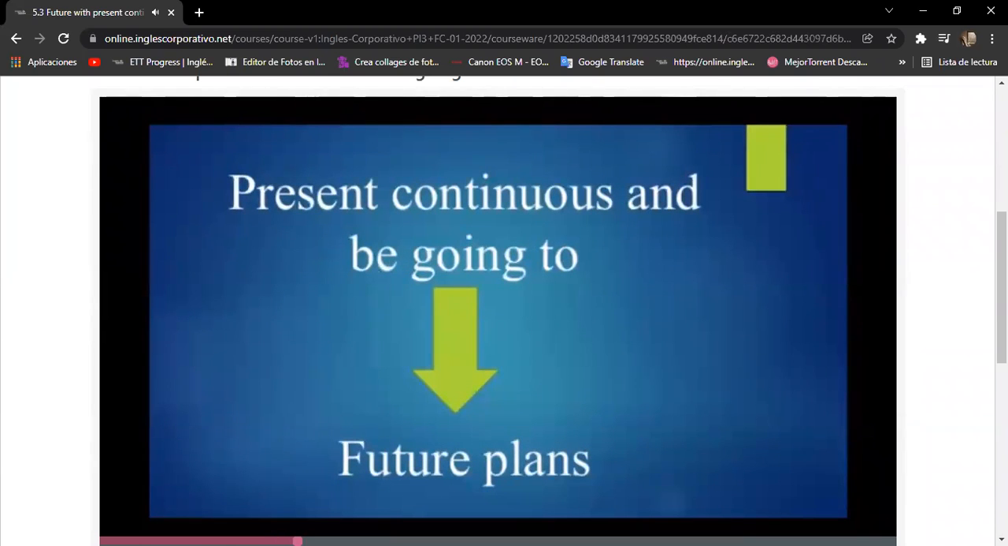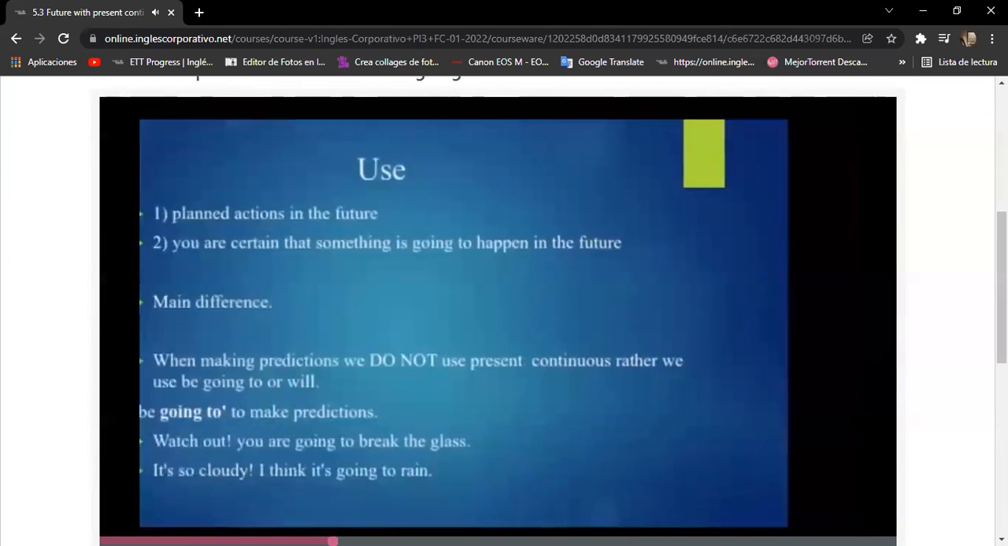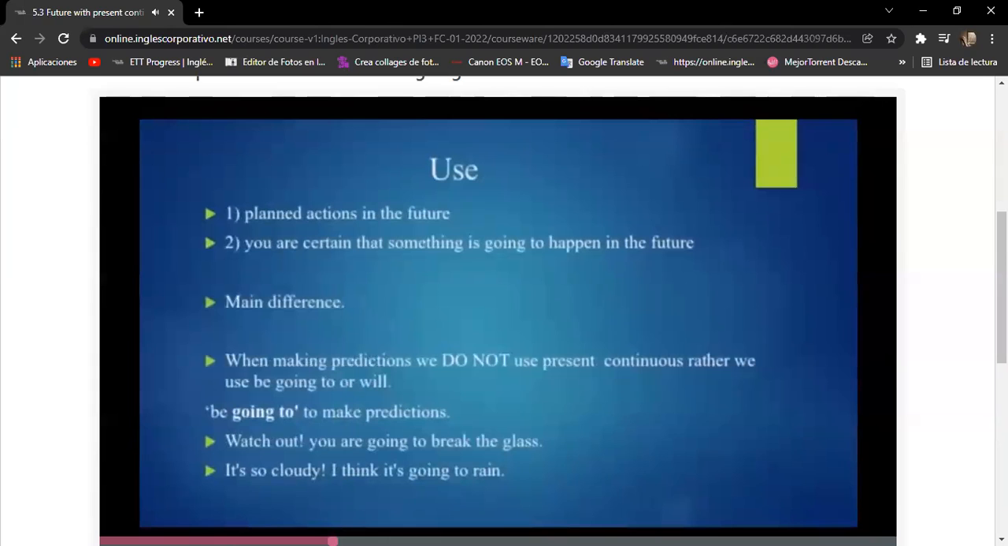As you could see, we have two possible ways to express future. We may use present continuous as well as be going to talk about it. It is important to know that we may use present continuous and be going to when we plan actions in the future.